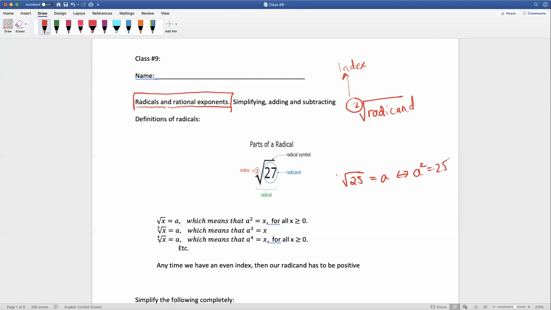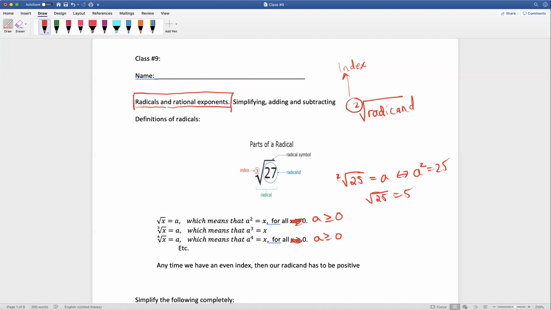Remember we talked about before, if there is no number on the outside, it's assumed to be a 2. So the question that you want to ask yourself here is, what number, when you square it, will give you 25? And I hope you can see that that number is 5. Now, this should read for all a greater than or equal to 0. So we know the square root of 25 is equal to 5.